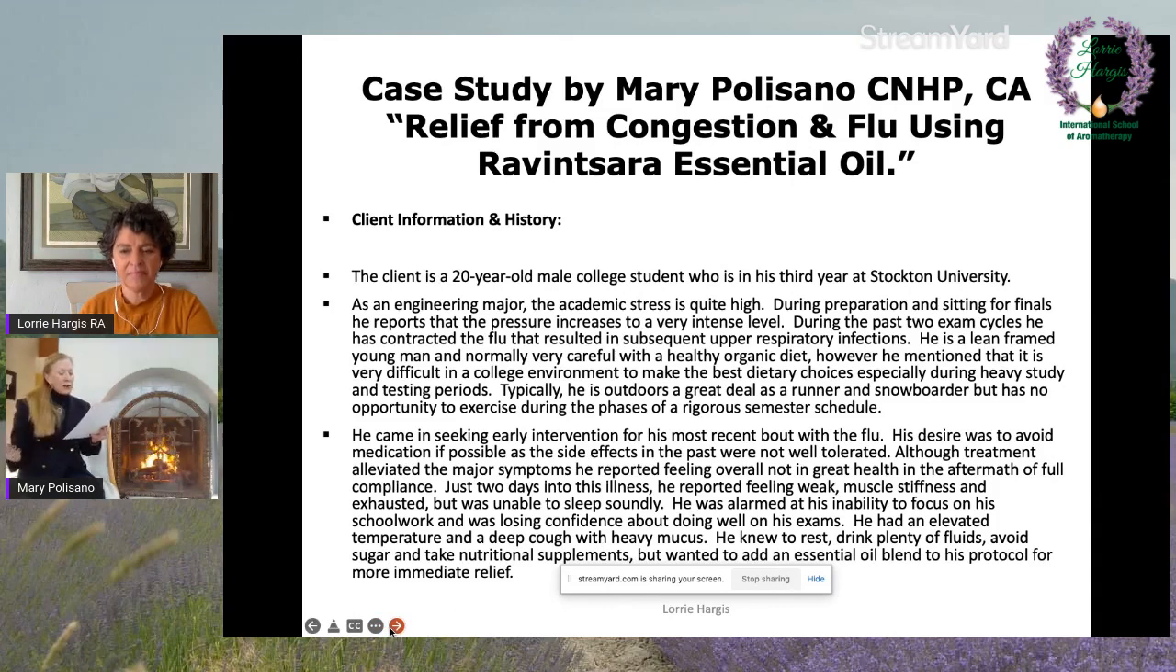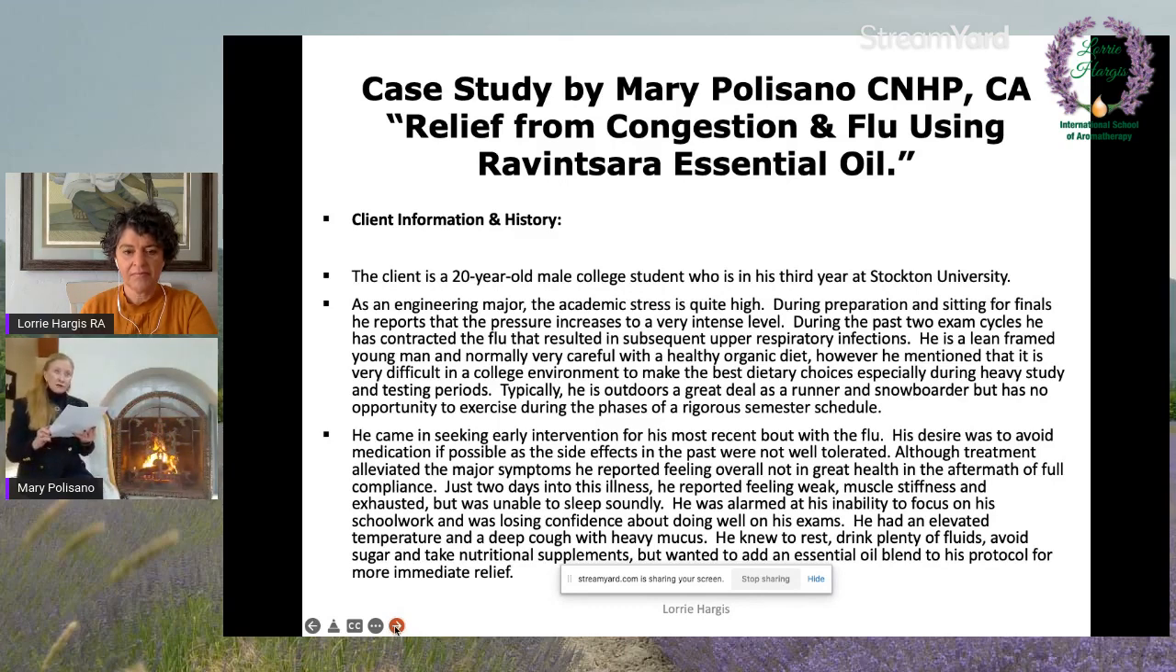So we looked into what would be the single most potent thing that a busy, stressed out college student would be able to do and be compliant with, because it's great if you have it, but if it sits in the bottle on your shelf or on your dresser in your dorm room, it's not doing you any good. So we really got down to what he would commit to, which is also what made this single essential oil very, very effective.